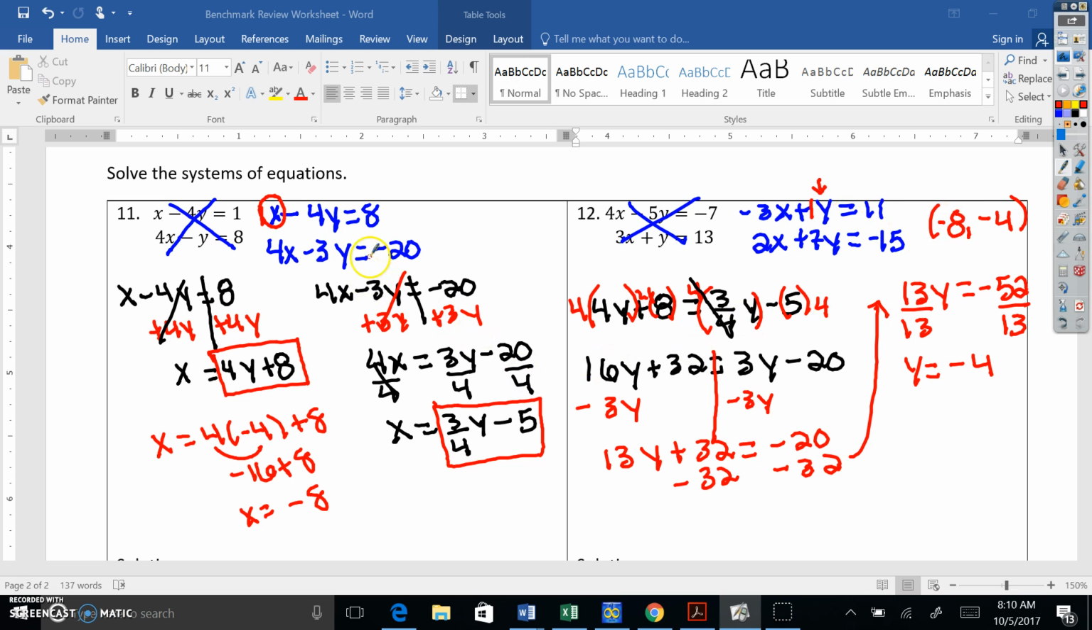So just to recap, you're going to pick the easiest variable. Usually that's the one with that coefficient of 1. Solve both equations for that variable. Set those expressions equal to each other. Clear any fractions. Be really careful then when solving for the variable you do have left over. And once you get a value for one of the variables, go back, plug it in, and find the other missing variable.